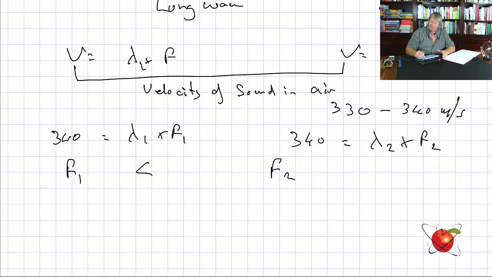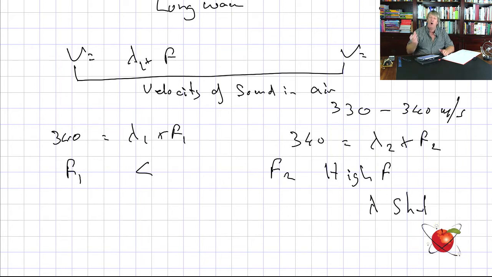So if the frequency is high, the wavelength is short. High f, lambda short. They are opposite to each other. Low frequency, lambda is longer. Low and longer. You just remember low and longer, therefore high must be shorter.